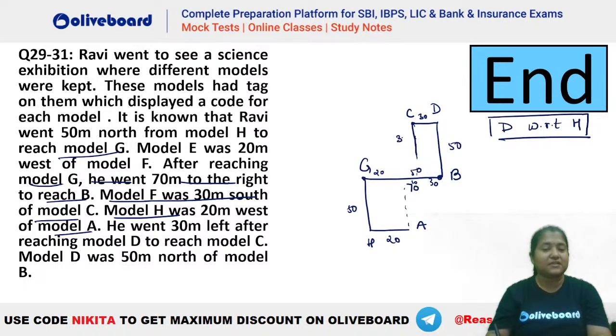You can see 30 meters south. Let's say this is your F here. So F is 30 meters south of C. Done. After that, anything else that is remaining here?